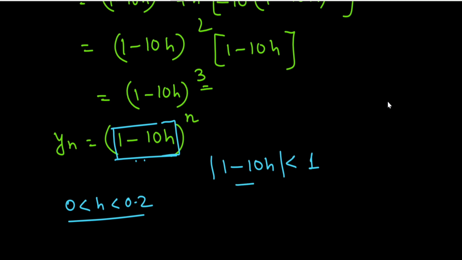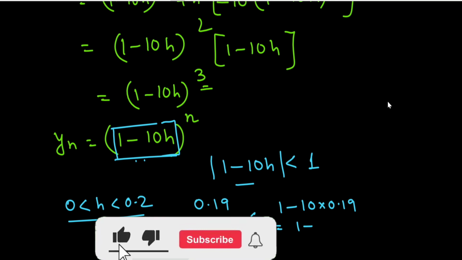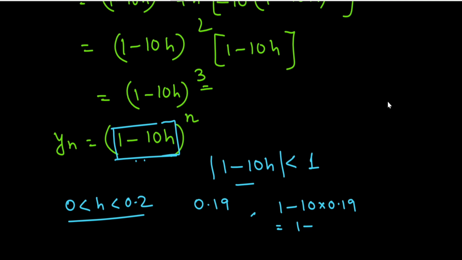Then it should be the answer. Suppose they put 0.19, so this gives 1 minus 10 into 0.19. This is equal to 1 minus 0.19 into 10, what is it, 1.19? So no, this gives 1 minus 10 into 0.19, this gives minus 9/10, and if we take modulus, then this should be less than 1.